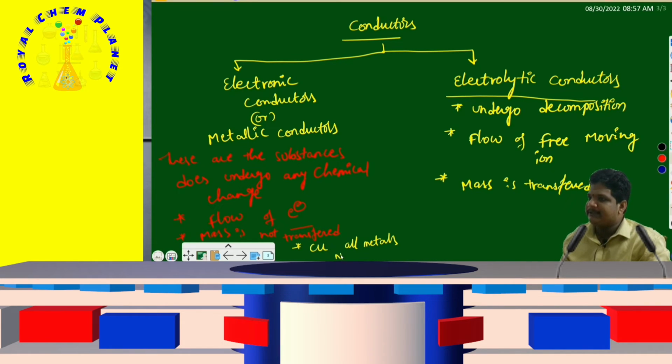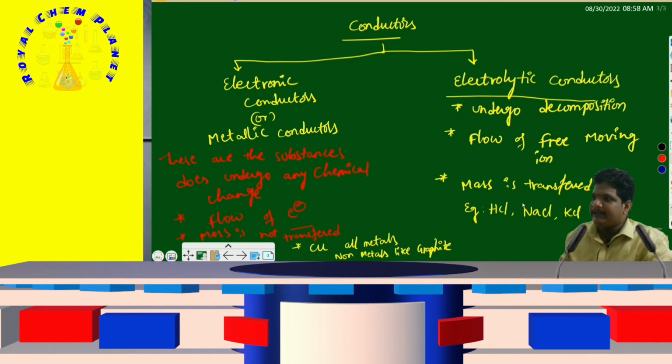and non-metals like graphite are metallic conductors. In the case of electrolytic conductors, the best examples are strong acids, strong bases and some salts. For example, HCl, which is a strong acid, and NaCl, which is a salt, and KCl. These are some examples of electrolytic conductors.